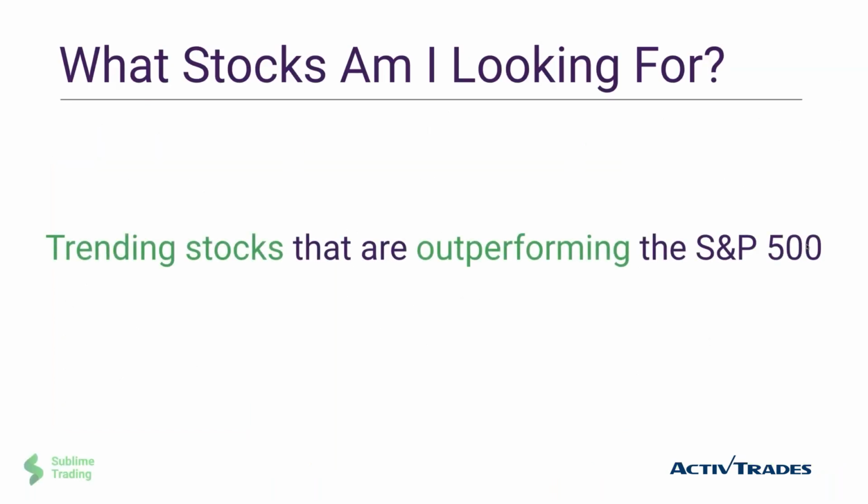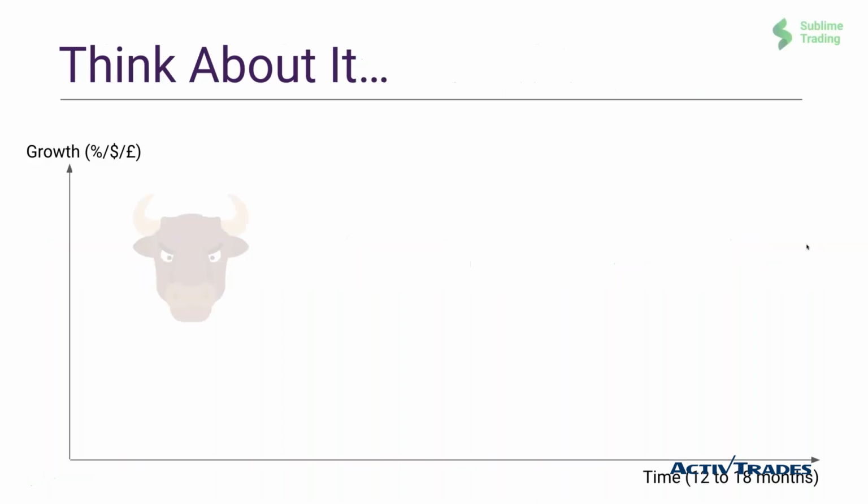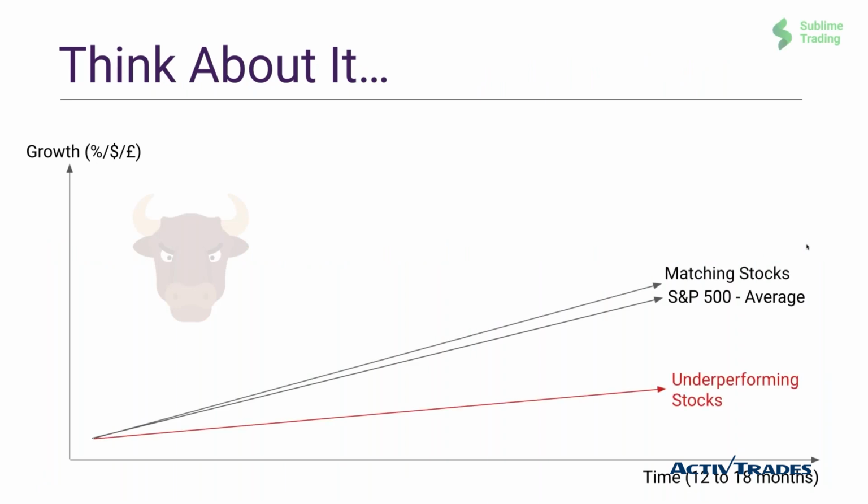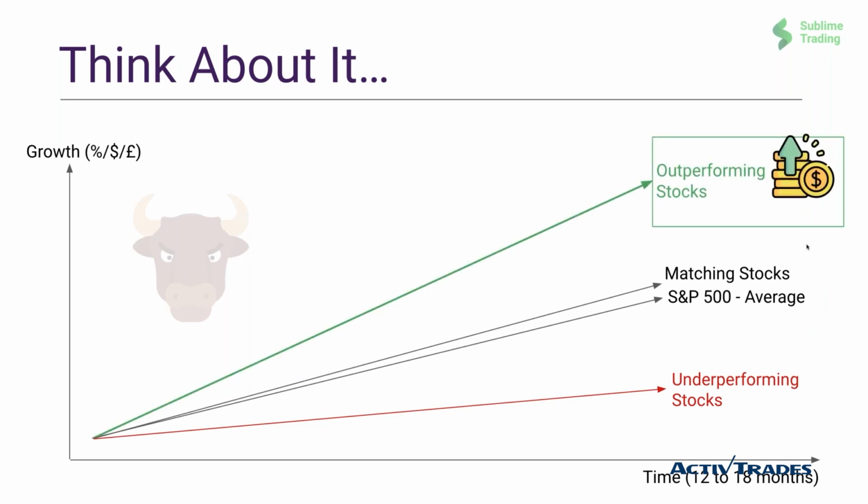Now, ultimately, what am I looking for? I am looking for trending stocks that are outperforming the S&P 500. So let's think about it, guys. The S&P 500 is an average. You have some stocks that match the average. You have some stocks that underperform against the average. There are some stocks that outperform the average. These are the stocks that we want to scan and shortlist in a bull market. Stocks that are outperforming the market. Typically, I hold those for 12 to 18 months.